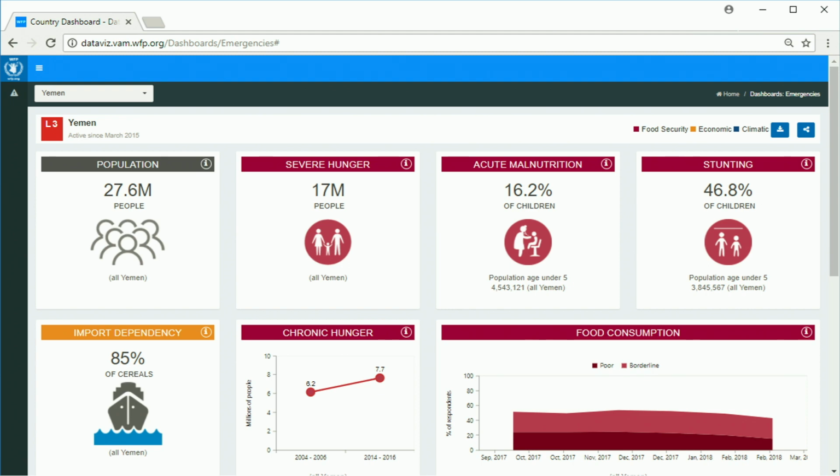We can see straight away that the population in the country is almost 28 million, and of that 28 million, 17 million are severely food insecure. We can also delve into this further and look at the acute malnutrition rates, the stunting within children, which is almost at 50% for Yemen, and then we can also analyze things such as the import dependencies and so forth. And we can also have a snapshot of the food consumption there.